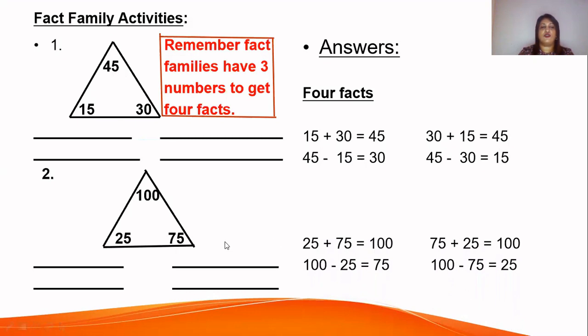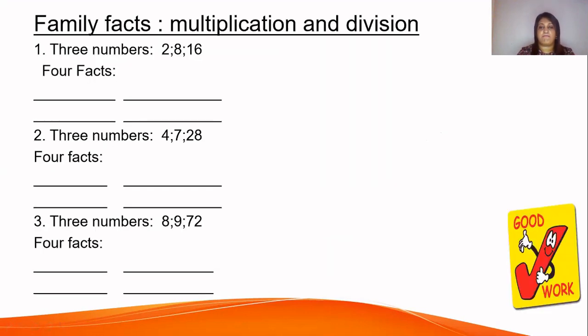The next one tells you 25 plus 75 will give me 100, or 75 plus 25 will give me 100. And then subtraction will be the biggest number. 100 minus 25 will give me 75, or 100 minus 75 will give me 25. So here again, 4 number sentences, 4 facts, which makes up a fact family. Let's go to the next one. Well done if you've got all right.